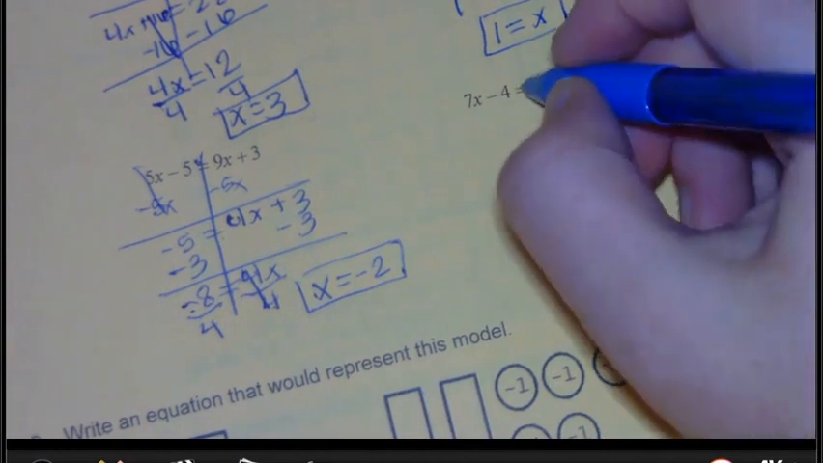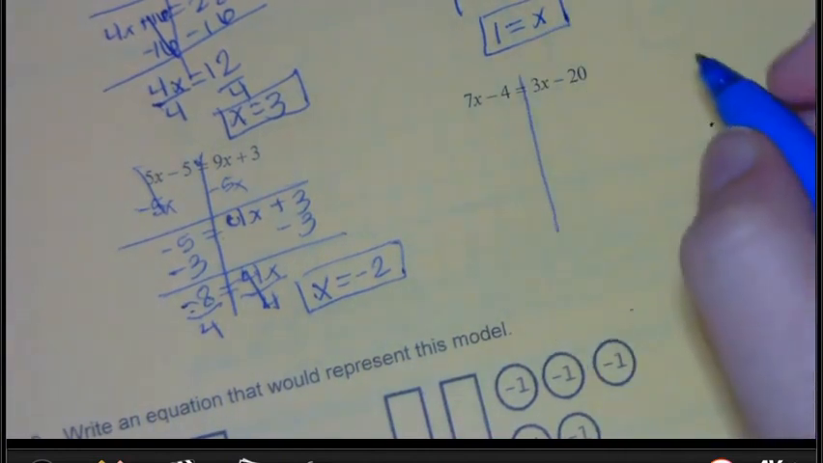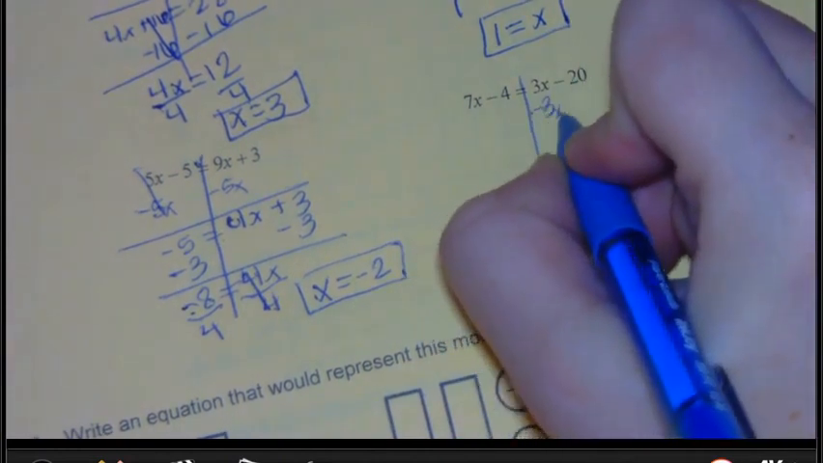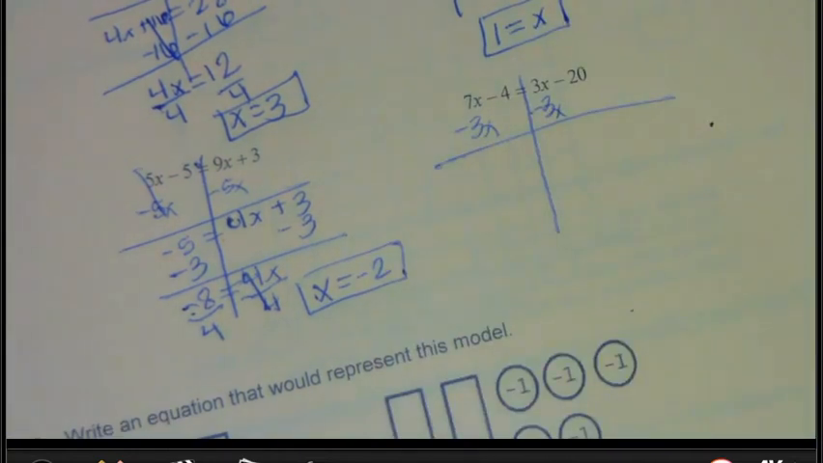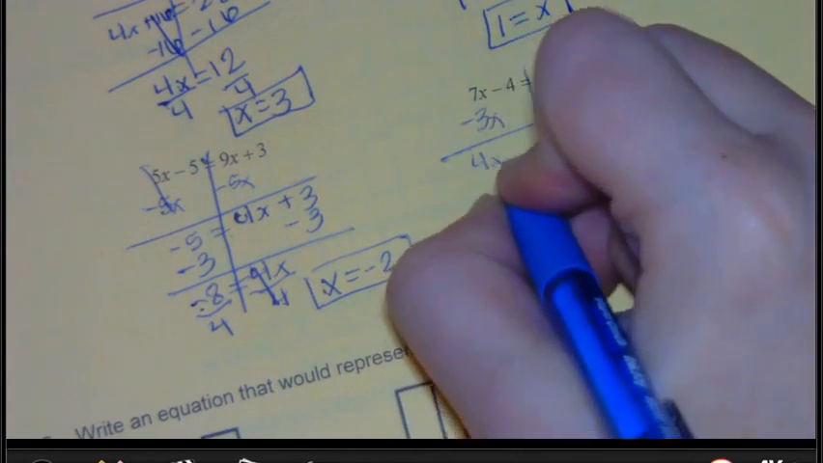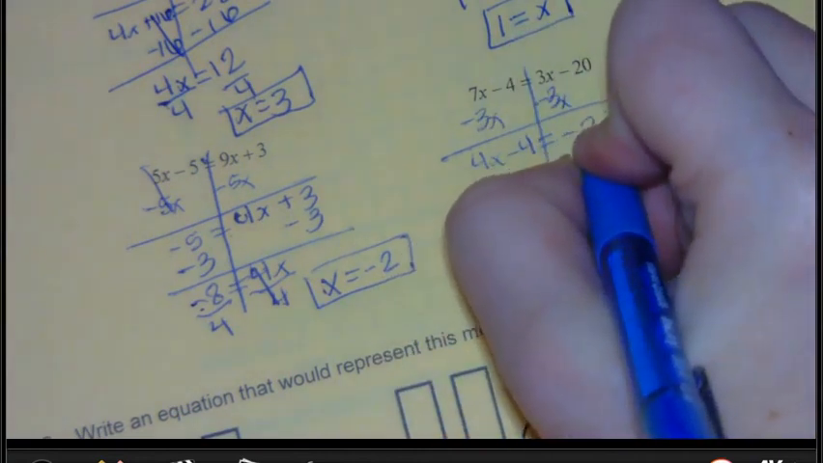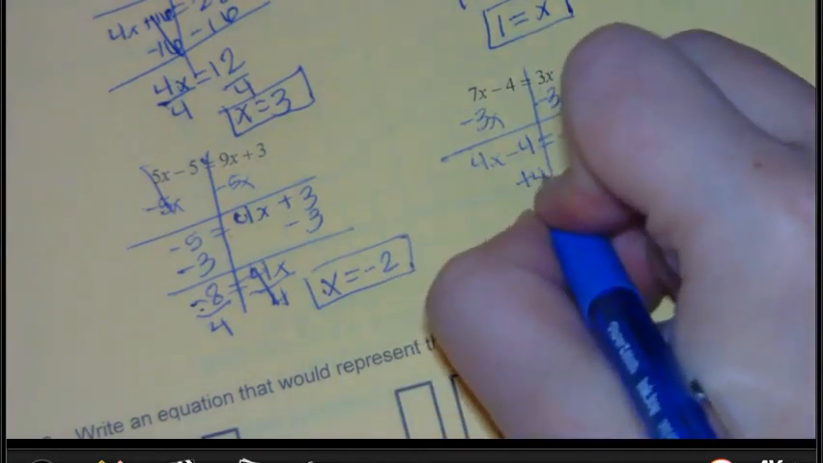All right, 7x minus 4 is equal to 3x minus 20. I'm going to subtract 3x on both sides. So I have 7 minus 3, and I should receive 4x. Minus 4 is equal to negative 20. Add 4 to both sides.